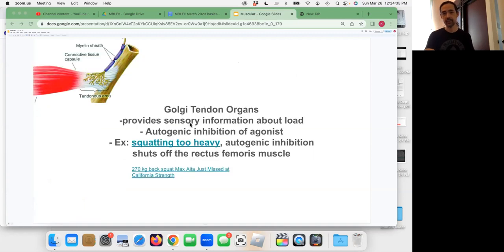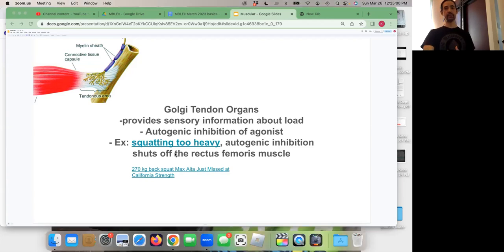Golgi tendon organs provide sensory information: they receive information about a stimulus and send that information to the central nervous system. So they receive sensory information about the load. They initiate autogenic inhibition of the agonist, the same muscle that's being loaded. A good example is squatting too heavy. Autogenic inhibition will shut off the rectus femoris muscle, and that prohibits us from moving the weight.